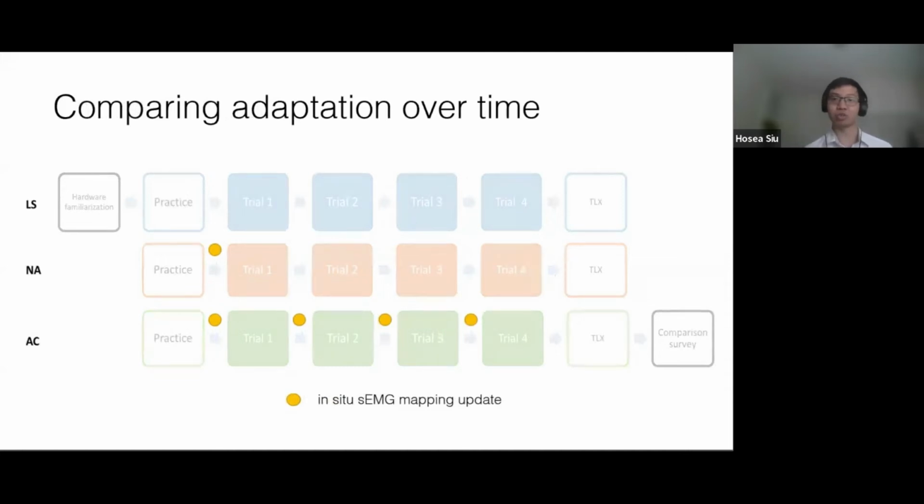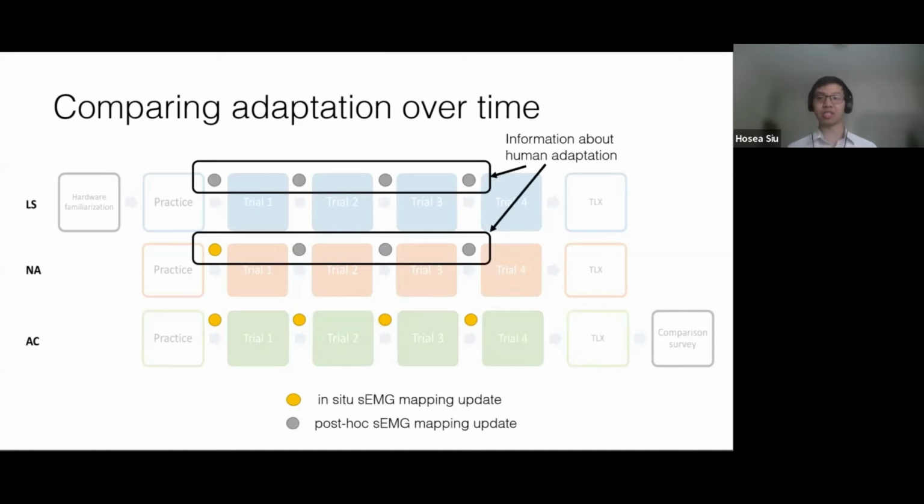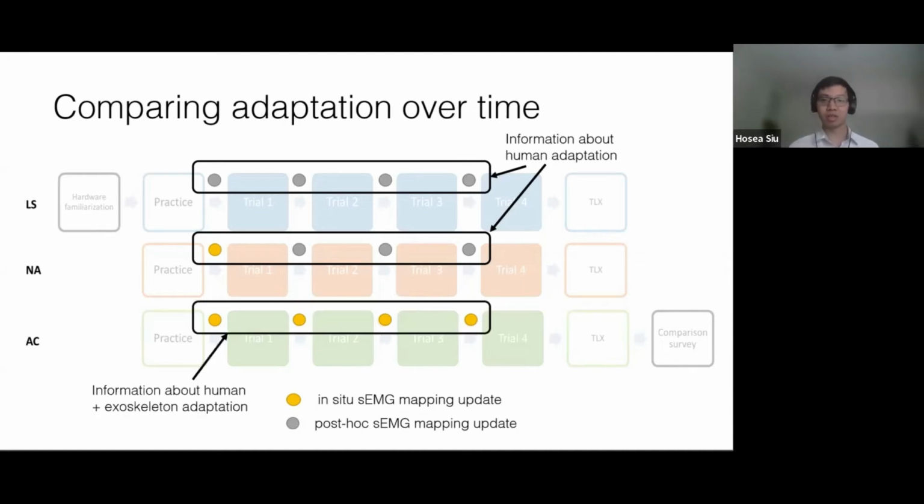The AC controller updates itself after each trial, but we also perform post-hoc updates during the non-adaptive trials to look at the counterfactual of what the exoskeleton's behavior would have been if it did update. The counterfactuals tell us about the human-only adaptations to the exoskeleton, using the exoskeleton's programming as a proxy. The in situ mapping updates tell us about the adaptations by both the human and the exoskeleton.